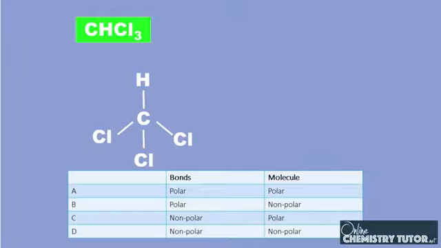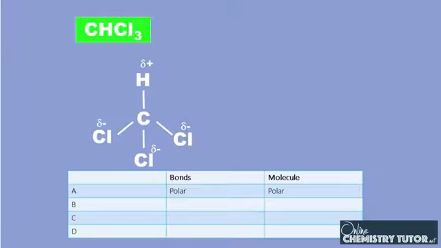Is this molecule polar or non-polar? Well, it will actually be polar because the electron charge won't be evenly distributed across the whole molecule. The 3 chlorine atoms at the bottom are all pulling electron density towards themselves, and as a result, we'll be pulling electron density slightly away from the carbon-hydrogen bond too. So although the shape of the molecule is symmetrical, the electron distribution will not be even.